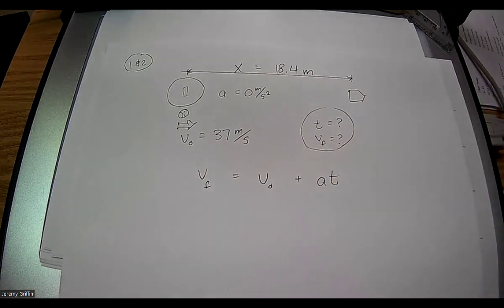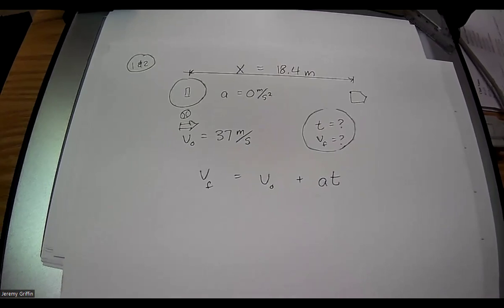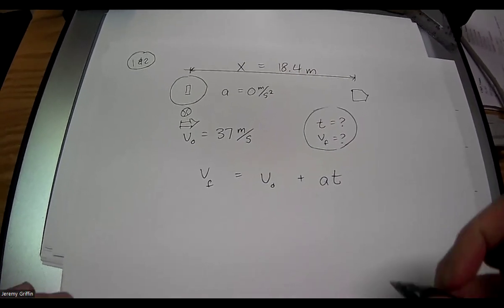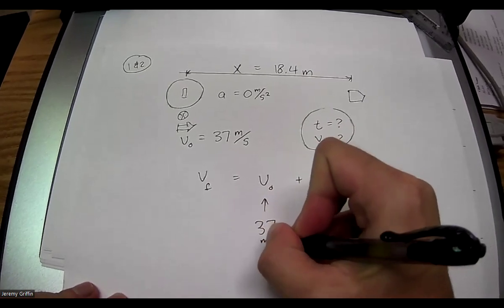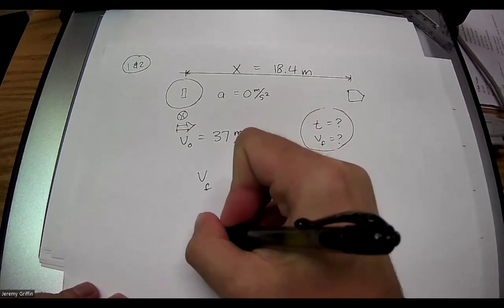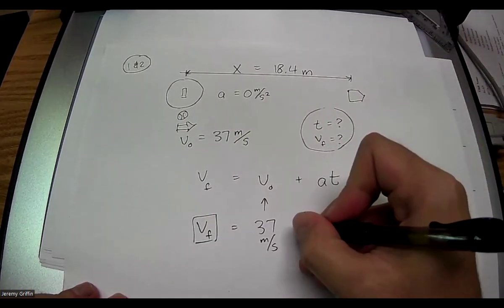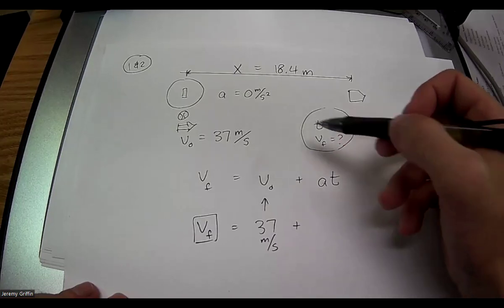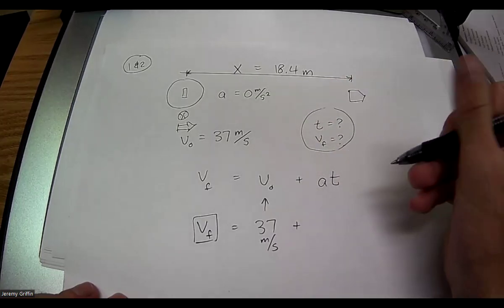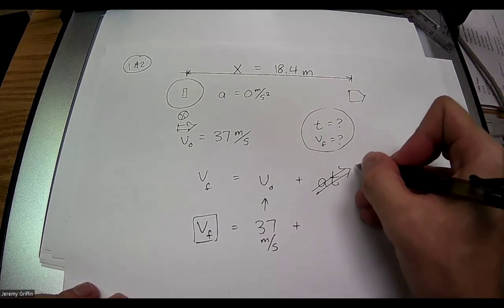Sometimes you pick a formula and it works, and sometimes you pick one and it doesn't work. Sometimes there are multiple ways to start a puzzle, so sometimes multiple work. What do I know? What do I not know? I know this number is 37 meters per second. I'm trying to solve for the final velocity, the speed the ball crosses the plate. But hang on a minute, isn't acceleration 0 meters per second squared? What happens to this term? It goes away.